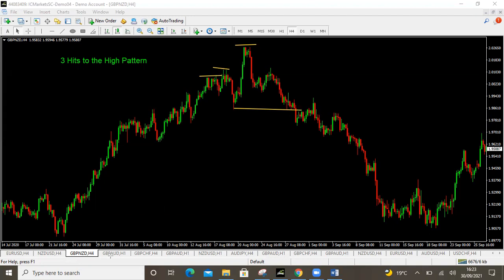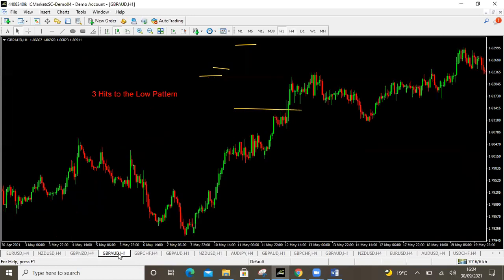Let's check on another currency. So we have this one here. Then we have 3 hits to the low. So we have 1 low, or the first lower low. We have the second lower low. Then we have the third lower low.